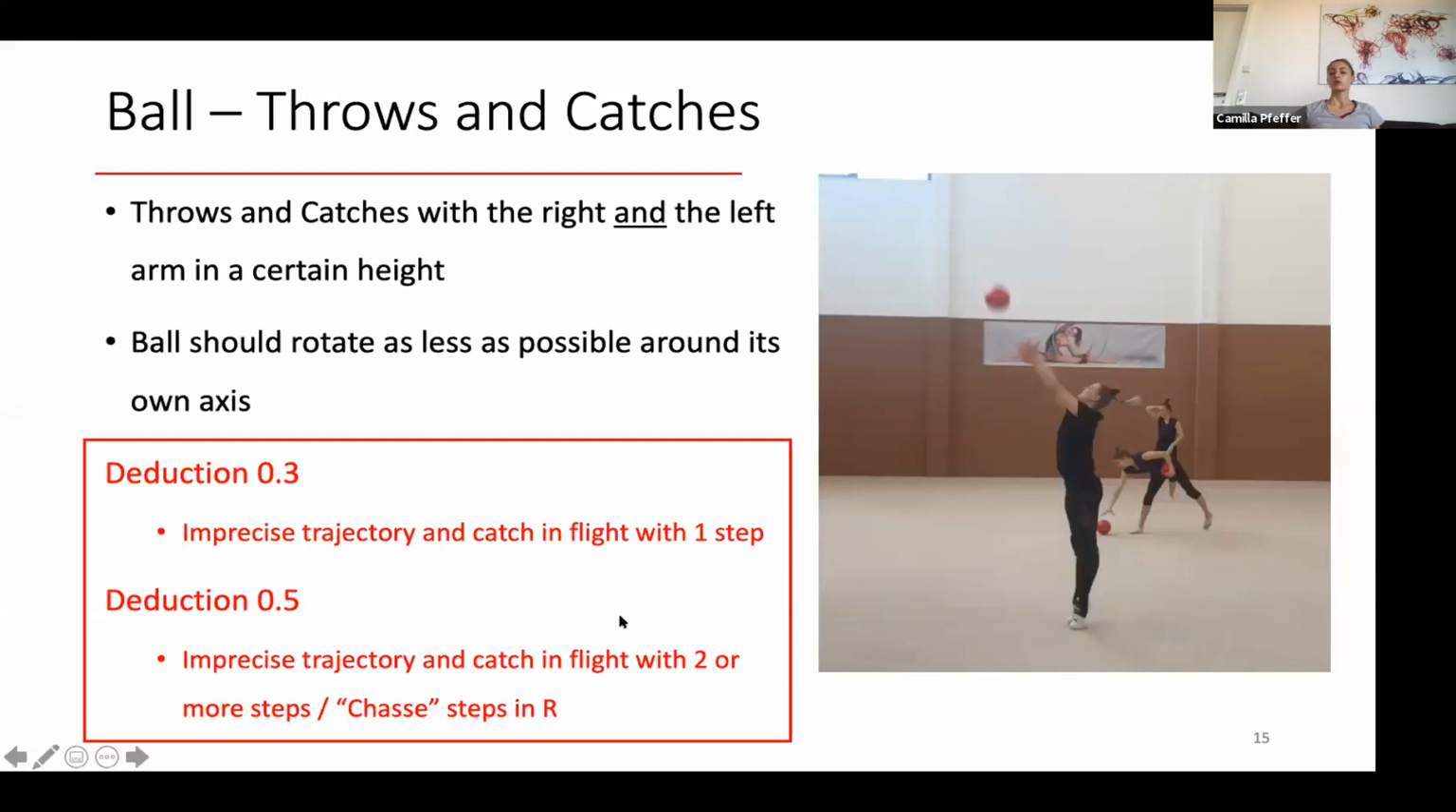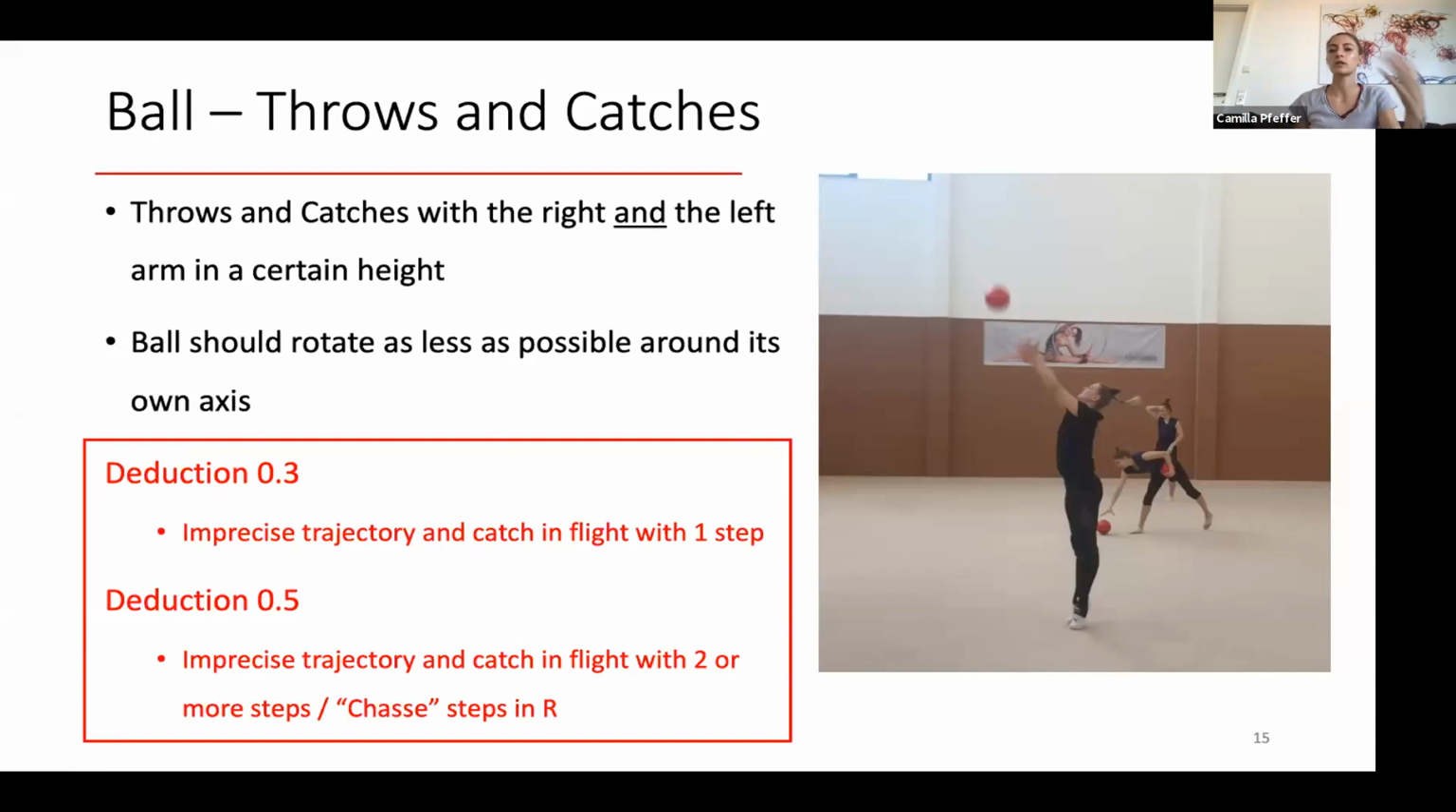All throws and catches that you do, you need to be able to do them with the right and the left hand. For example, if you have an AD in your routine and the ball is not flying perfectly, you also need to be able to catch the ball very well with the non-preferred hand, because it will always happen that the ball is not perfect for your right hand, for example, but you need to catch it with the left hand. So you should always learn to do both hands.